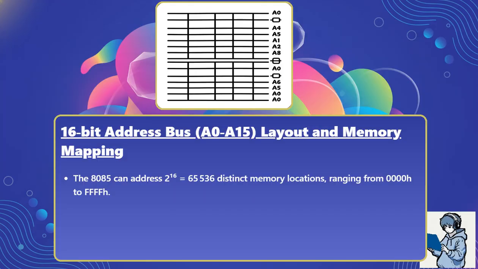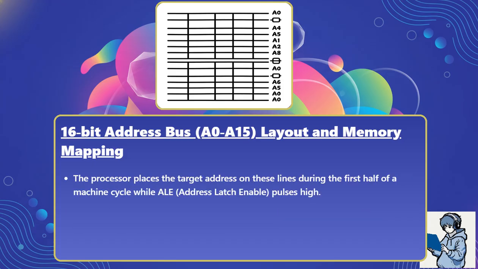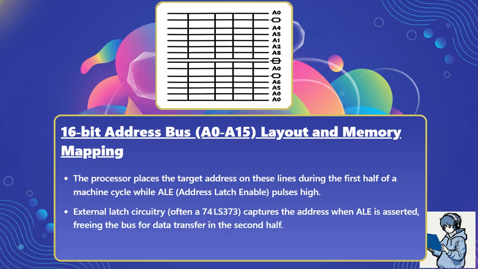The 8085 can address 2 to the 16th, equals 65,536 distinct memory locations, ranging from 0000H to FFFFH. This addressing capability is realized through 16 address lines, A0 to A15, each representing a binary weight, 2 to the 0 up to 2 to the 15th. The processor places the target address on these lines during the first half of a machine cycle while ALE, address latch enable, pulses high. External latch circuitry, often a 74LS373, captures the address when ALE is asserted, freeing the bus for data transfer in the second half.